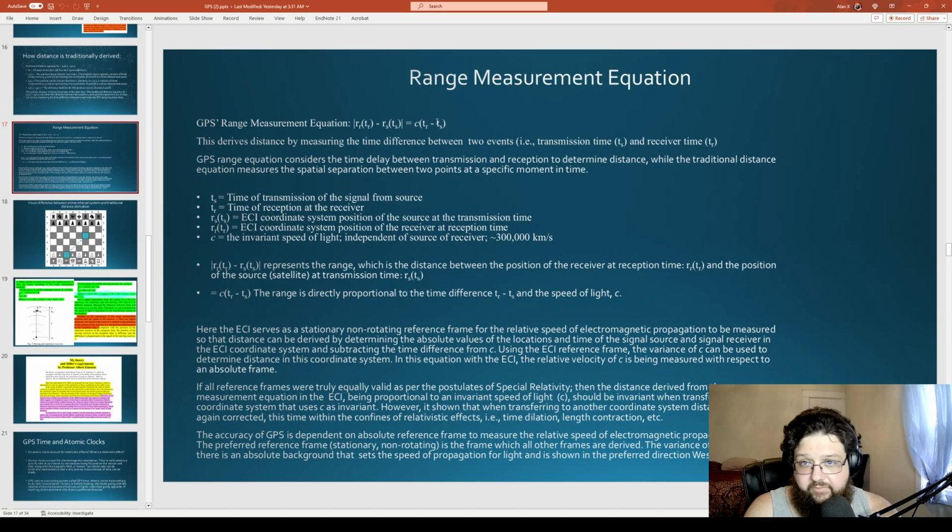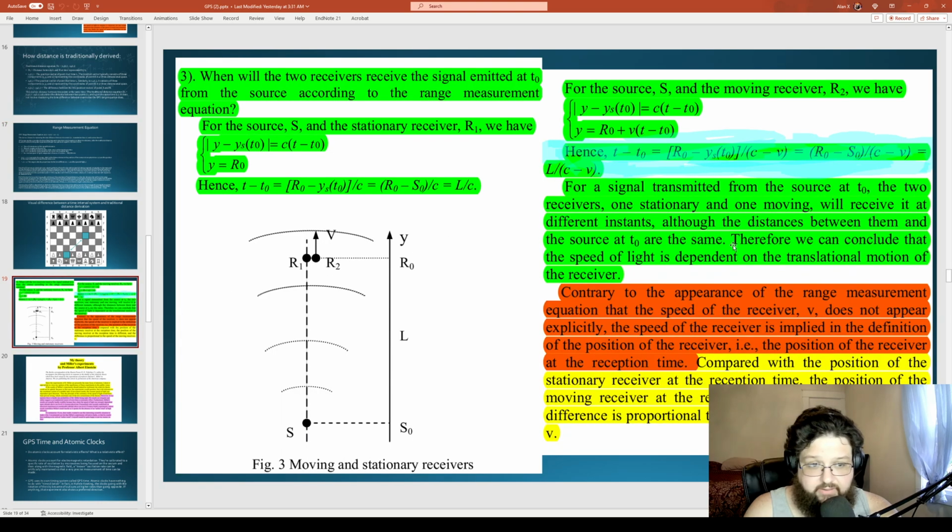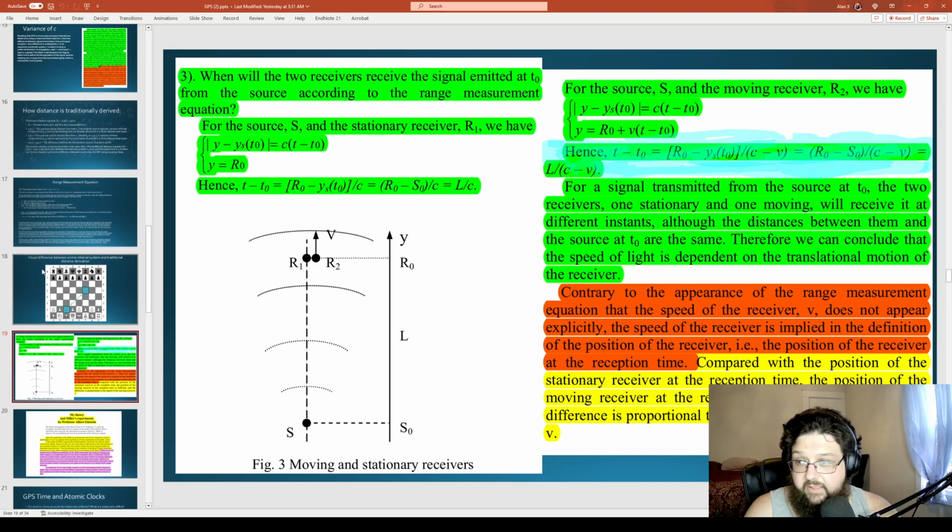The time of the recipient signal received is what's producing this effect, and that's where he was able to derive that. Therefore, we can conclude that the speed of light is dependent on the translational motion of the receiver, because the delay in which the signal is received is proportional to the speed of the moving receiver. And that's how GPS actually works.